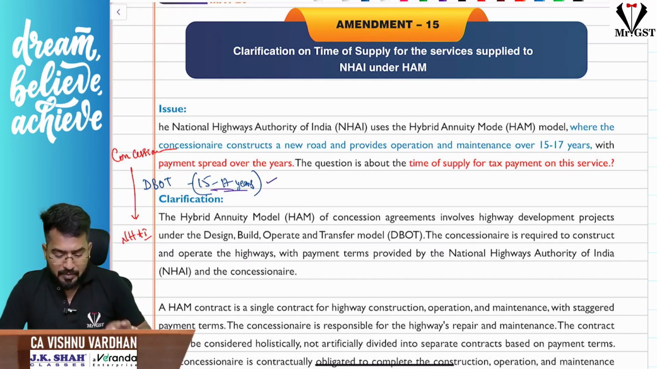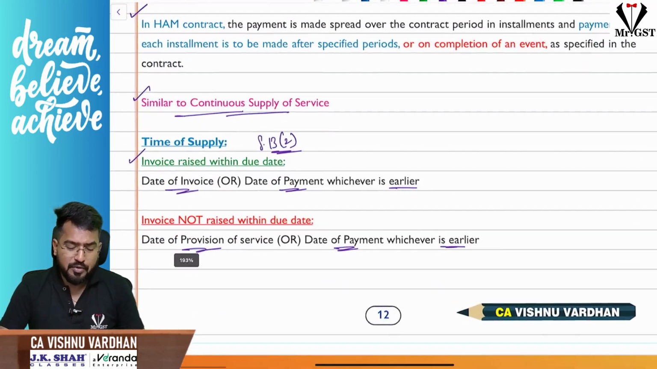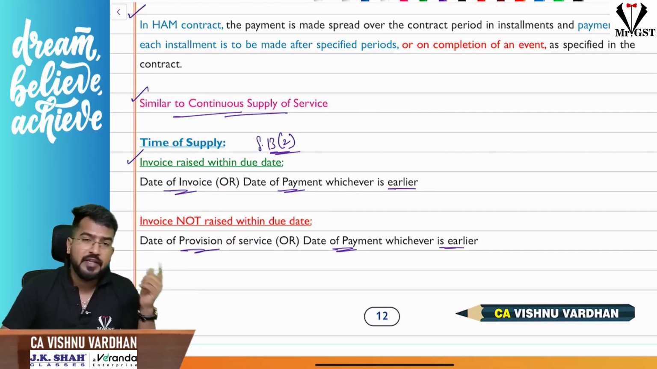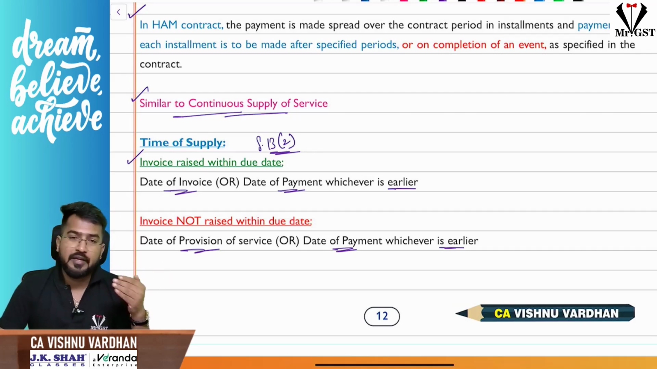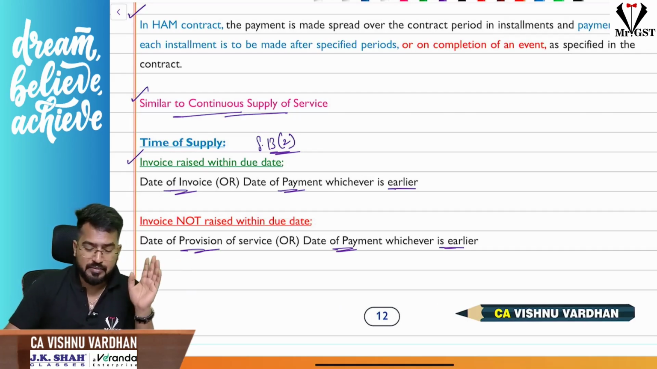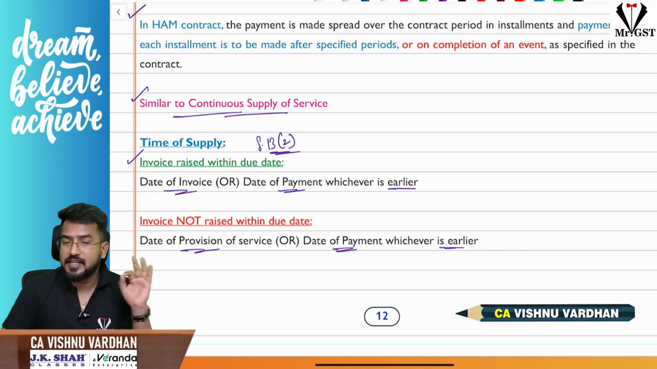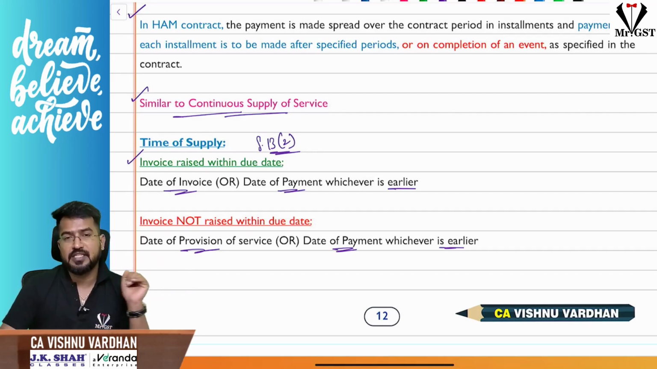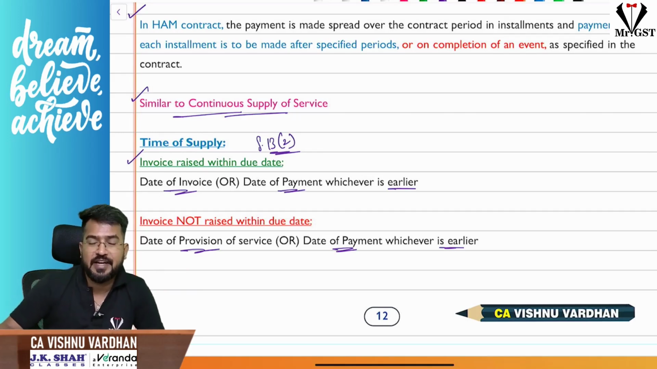For that, the department has clarified this is similar to continuous supply of services. So you should see whether the invoice is raised within the time limit or not and follow time of supply accordingly. If the invoice is raised within the section 13 subsection 2 time limit, then invoice or payment, whichever is earlier. If the invoice is not raised within the section 31 time limit, then the date of completion of service or date of payment, whichever is earlier, as the case may be. So this is simple: treat it as continuous supply of service, and time of supply shall be calculated accordingly as per section 13 subsection 2 of the CGST Act 2017.